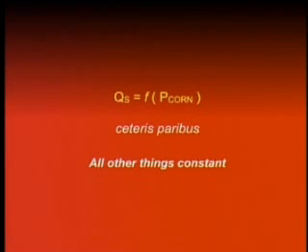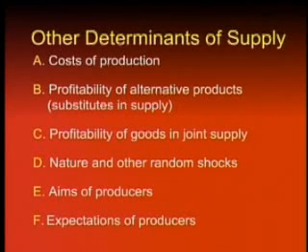When one or more of these variables change, there is a change in supply and therefore a shift in the supply curve. Let us now develop a better understanding of these other factors which cause shifts in the supply curve. Now, as shown in the slide, we can identify at least 6 other determinants of supply. So we have A, costs of production, B, profitability of alternative products or substitutes in supply, C, profitability of goods in joint supply, and I'll explain what this means, D, nature or other random shocks which can be both positive or negative, E, the aims of producers, and F, expectations of producers about the future. Now, if any of these change, then the supply curve will shift.